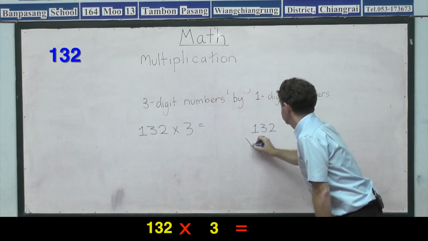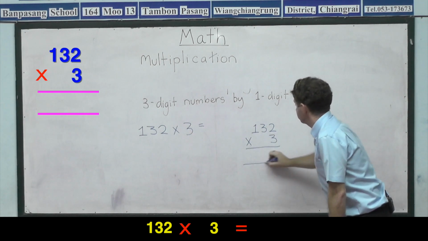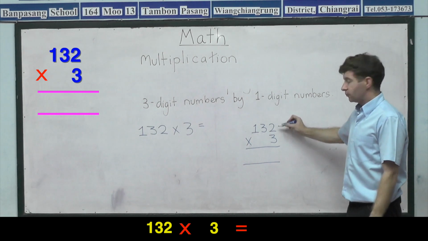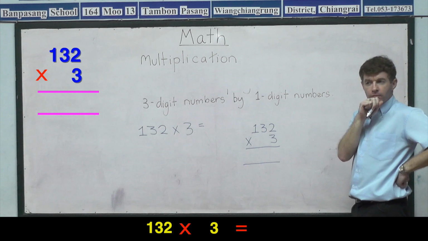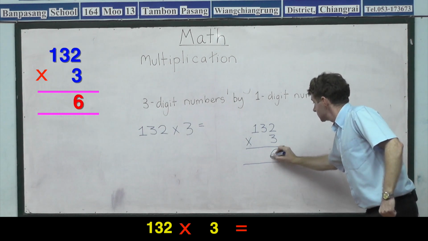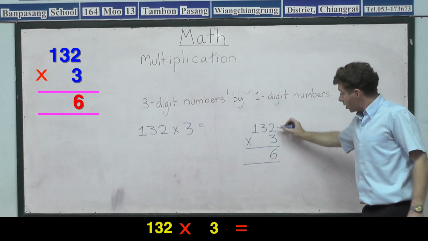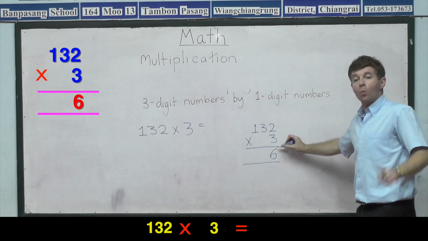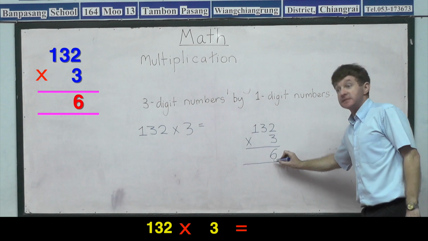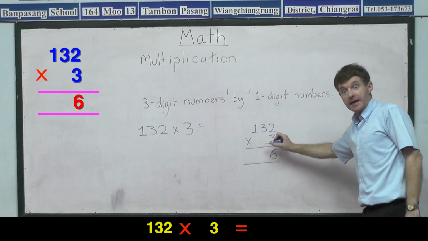132 times 3. So there's our table. What's the first thing I need to do? 2 times 3. 6. Okay. 2 times 3 equals 6. So what column's this again? This is our ones. So we have how many ones? 6. And then we go into the next column, which is the tens.